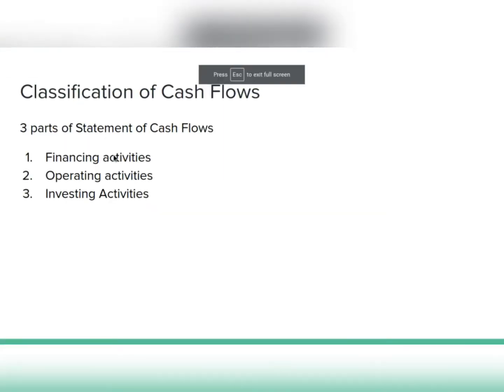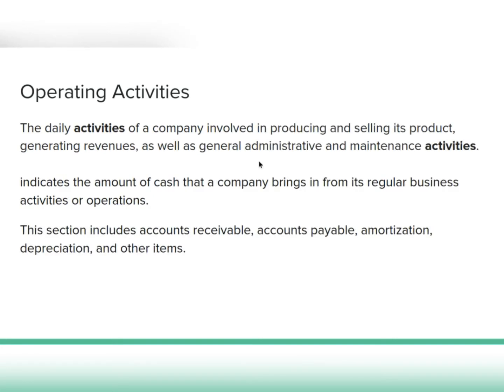Alrighty, so for this portion of the presentation, we're going to basically discuss the different components that make up the statement of cash flows. I'm sure you remember from principles or intermediate that there are 3 major parts. That would include our financing activities, operating activities, and investing activities. First, we're going to discuss the operating activities. Operating activities are defined as the daily activities of a company involved in producing and selling its product, generating revenues, as well as general administrative and maintenance activities.